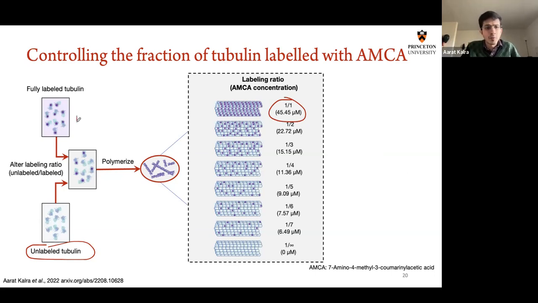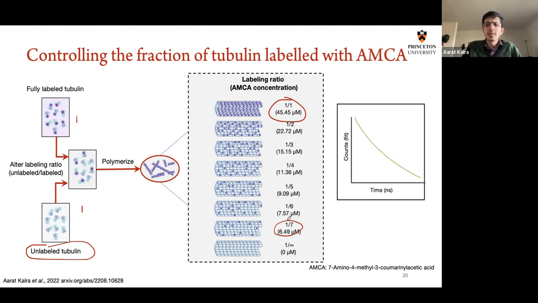You can also mix one half of this and one half of this, and then you'll end up with an equal ratio of labeled and unlabeled tubulins in a microtubule. And then you can titrate, right? So you can have a 1:7 where only 1 out of 7 dimers is labeled with AMCA. And really the idea here is that the tryptophan lifetime without AMCA will be long, but the moment you add AMCA, the tryptophan lifetime will drop, because of FRET, right? Because of Förster resonance energy transfer.